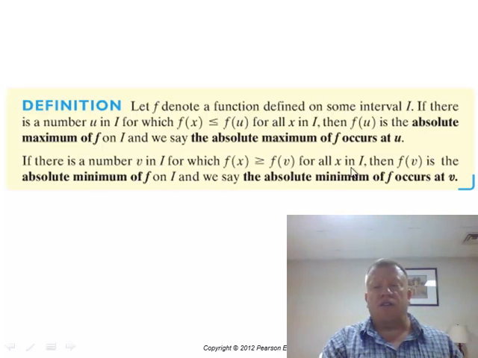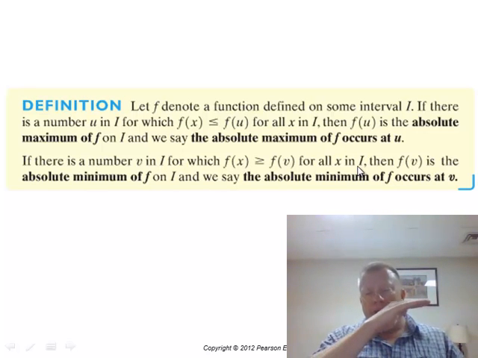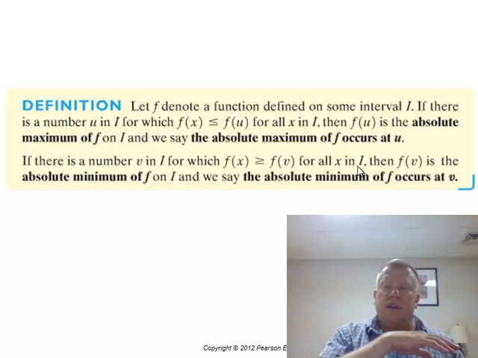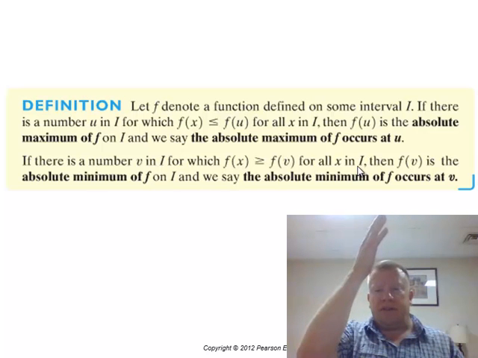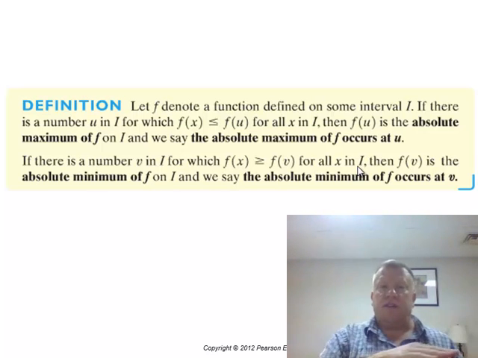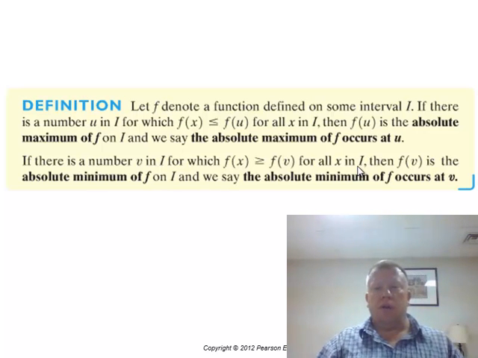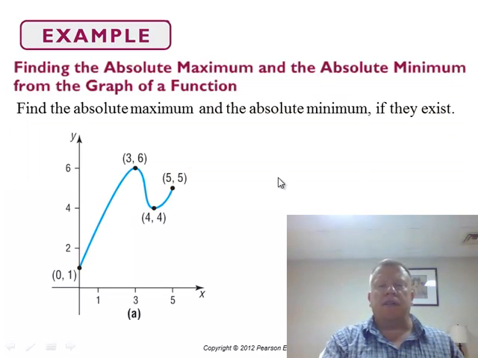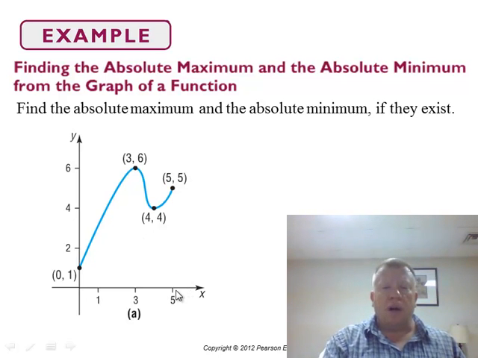And a similar discussion applies for the absolute minimum. If the absolute smallest value of the function on the interval I happens at x equals v, then f of v is that absolute minimum value, and f of x is greater than or equal to f of v for any other values of x on the interval I. So let's now put this discussion into practice. Suppose that we've got the graph of some function on the interval from 0 to 5. What is the absolute maximum value?